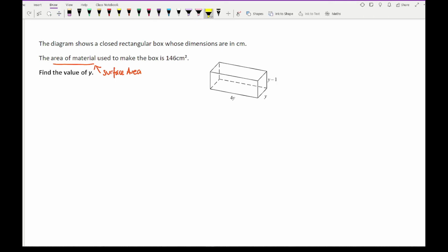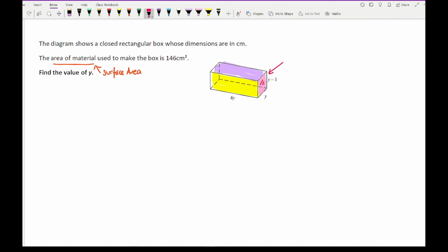Now this box has three different sides, but I've got two of each. So I've got this yellow side, I've got this lilac side, just excuse my colouring, and I've got this little pink side here. What I need to do is work out the area of each of those three colours, times it by 2, and add them all together, and that will give me the surface area. So let's work out what each of these respective areas is going to be.